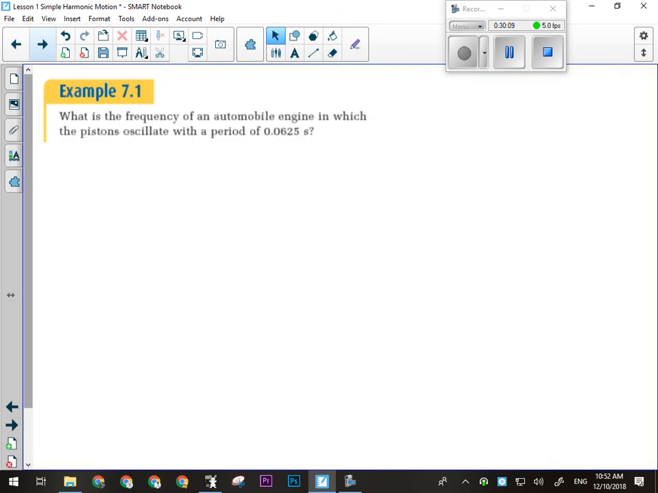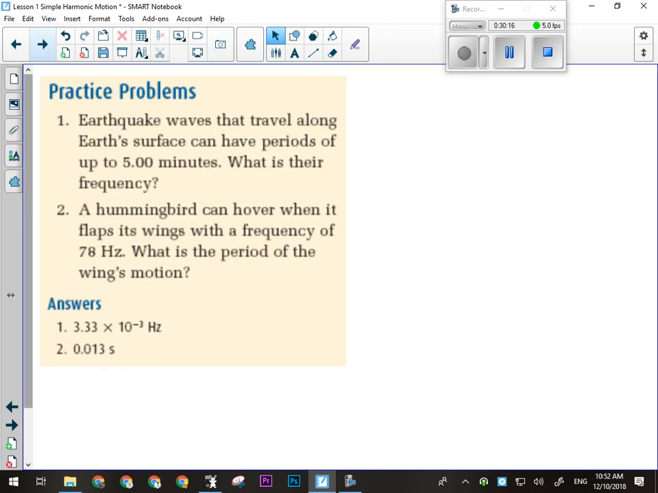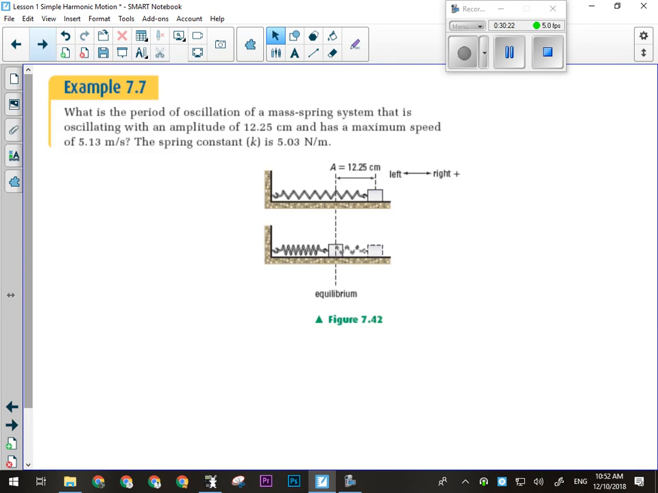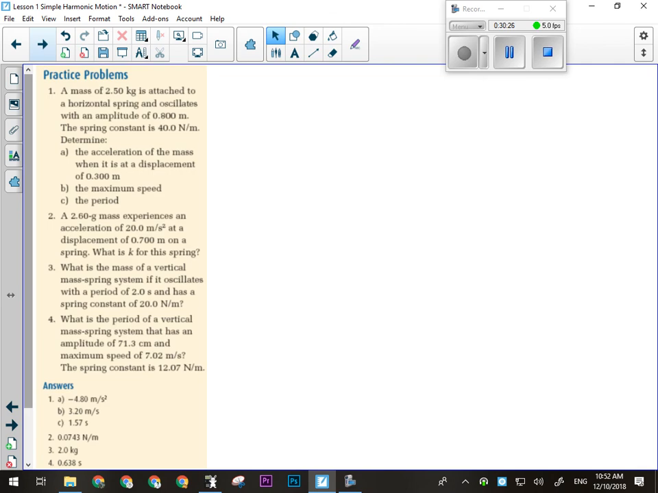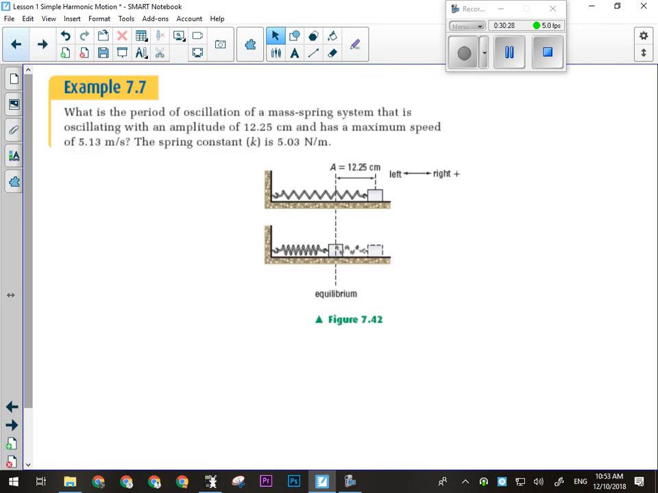All right, so we'll look at a couple more examples here. No, we don't need to do that one because that's just frequency and period. We already know that. And that's also the same thing. And that requires energy. We haven't done that yet. You know what? All those require energy. So we're going to do some off the worksheet here that don't require energy.